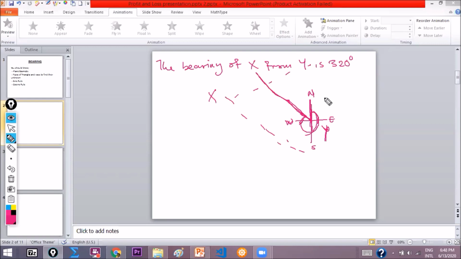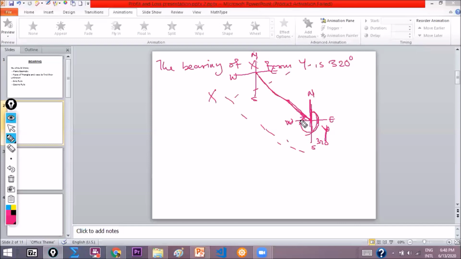Are you getting me? Yes, ma'am. So from here to here is 320, and it will meet x somewhere here. Sorry, there's no space here, but you can now draw the cardinal points of x somewhere here. This is north, this is your east, this is your west, this is your south. It will meet x somewhere here. Are you getting me? Yes, ma'am.